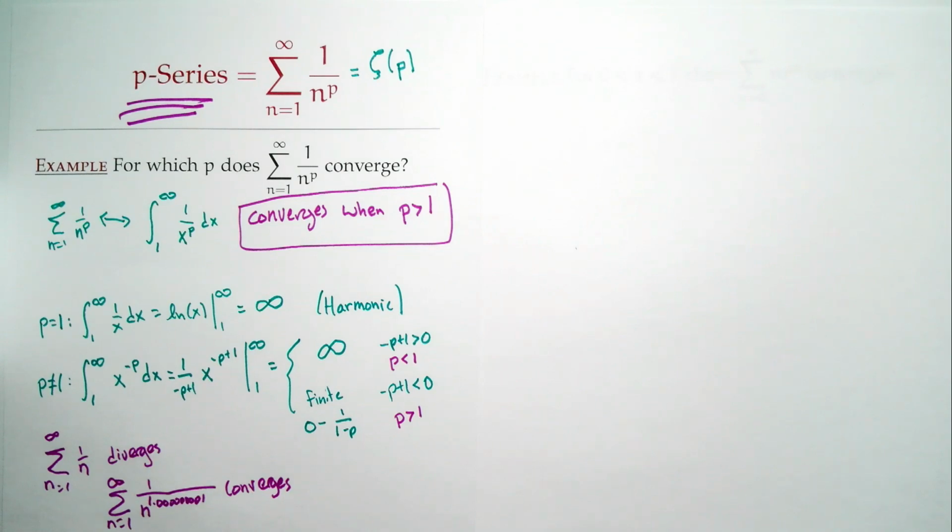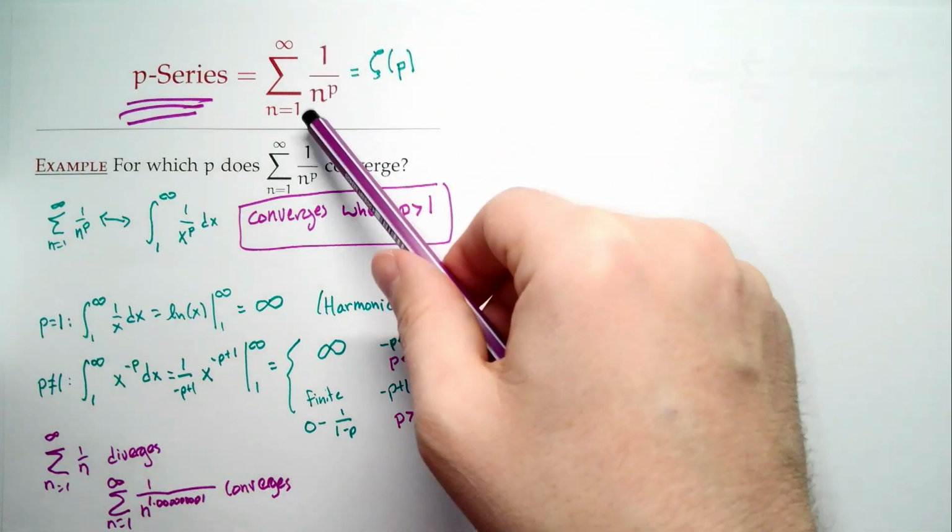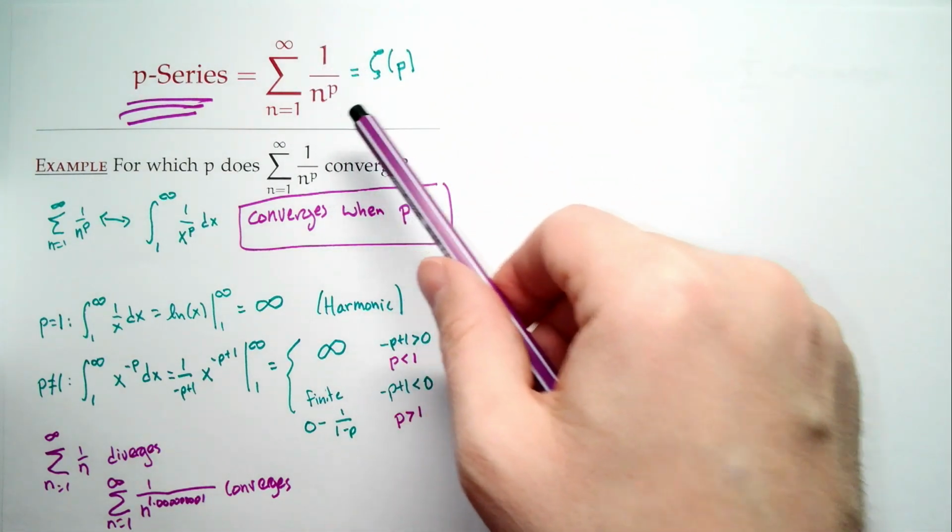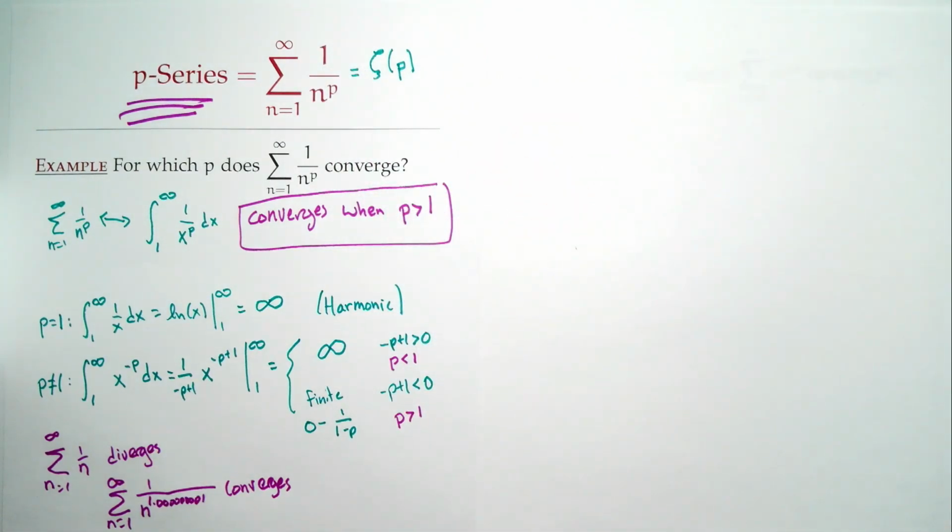So we're going to keep seeing p series over and over again. So the thing to remember is that if you have 1 over n to the p, you look at that p. If p is greater than 1, converges. P less than or equal to 1, diverges. And you're done. And it's good to know that.